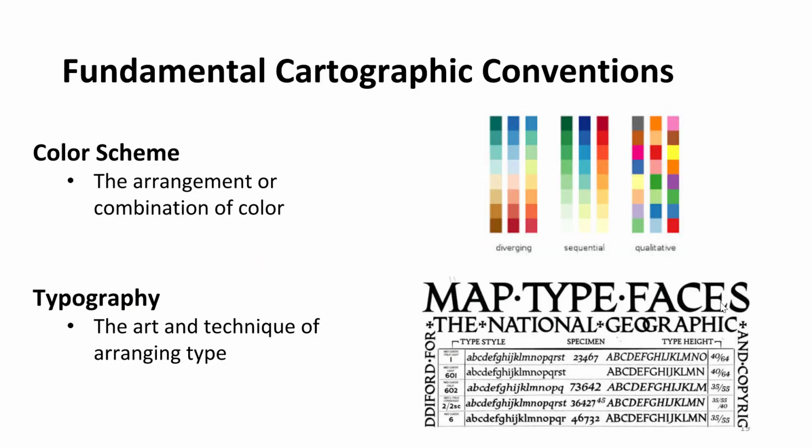So one thing that I really want to talk about today are fundamental cartographic conventions. There are two big conventions I want to discuss. One is color scheme, and this is the arrangement or combination of colors on a map. And two is typography, and this is the art and technique of arranging type. These are two very important things if we're making maps, because you can do the best analysis in the world. However, if you can't display it for an audience and convey this information to a group of people, then you may as well not have done the analysis in the first place, because if no one can understand what you've done or visualize it, then it could be a challenge for those that you work with.